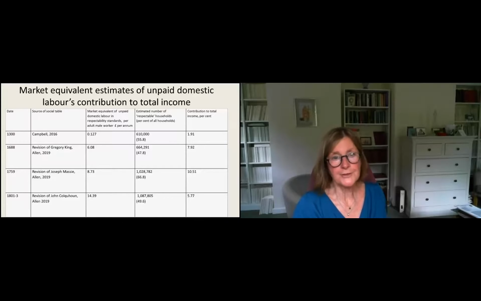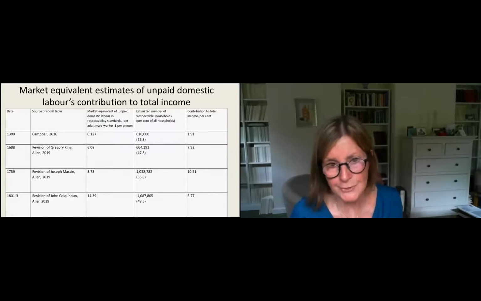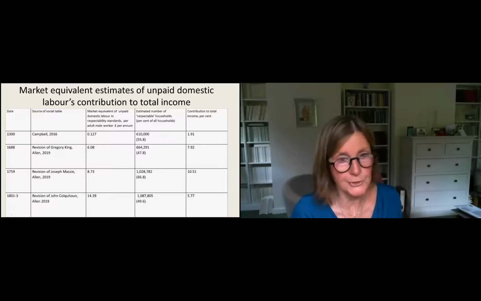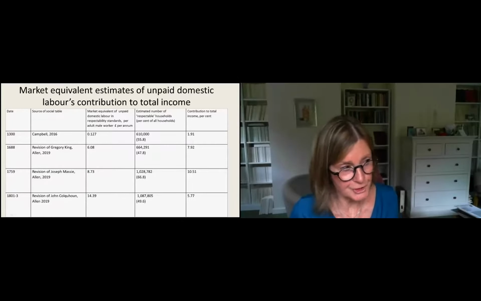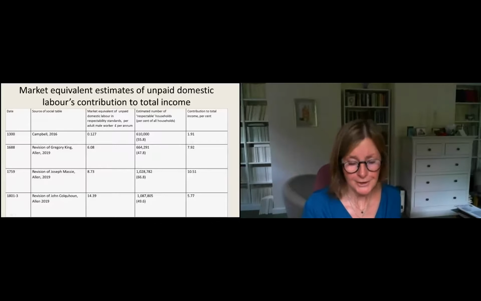So really, this is where I'm going with this project, but it does need more work in order to refine it. But you can see that we might expect the contribution to total income in medieval times to be very low, because there really wasn't a lot of cooking and cleaning and housework that could be done given the low standards of basic life. And we would expect that the contribution to total income of domestic work would be increasing over time. So the trend here is really rather convincing.